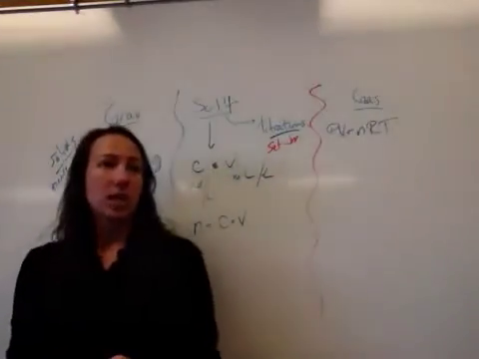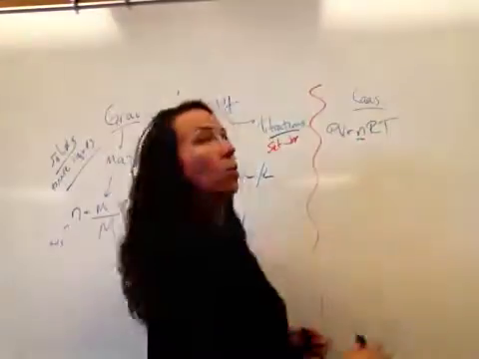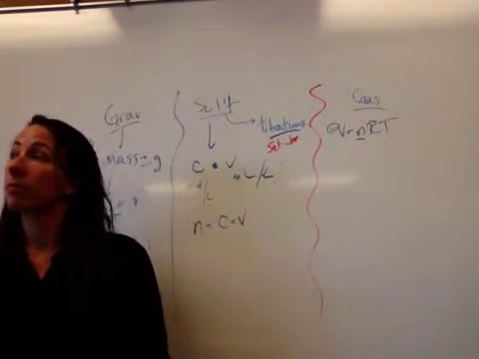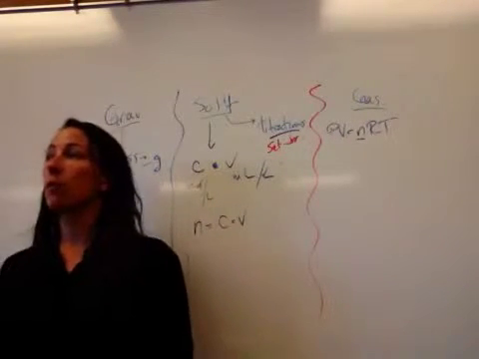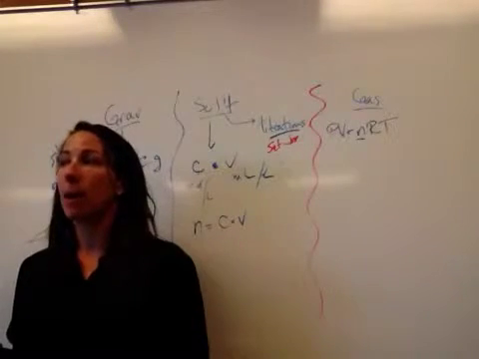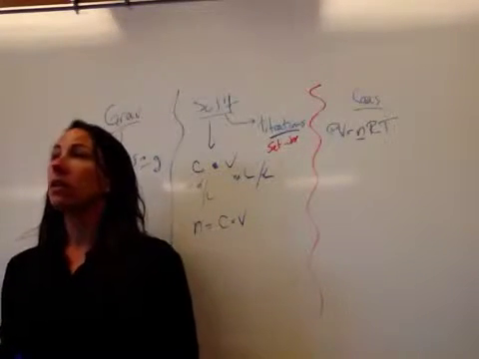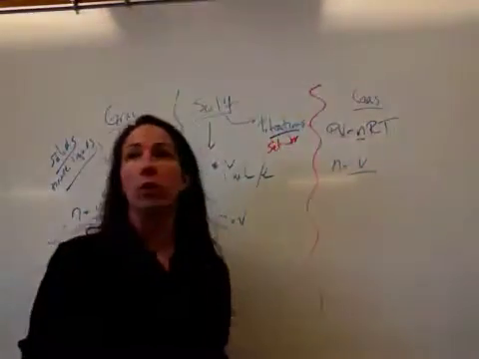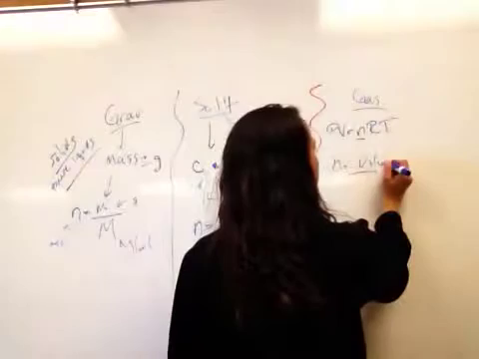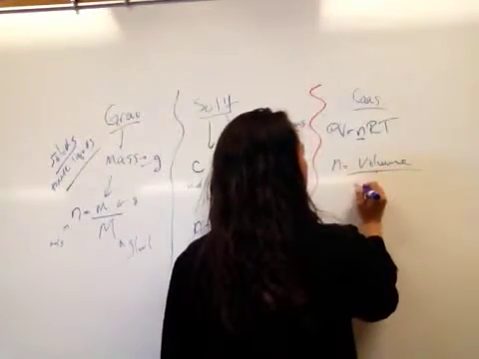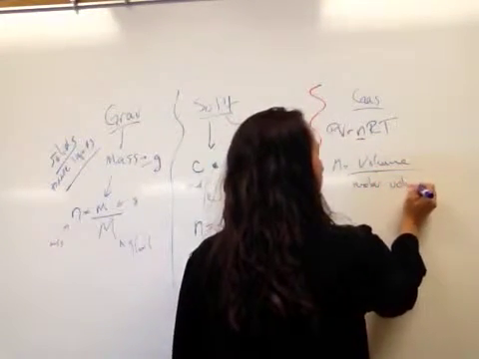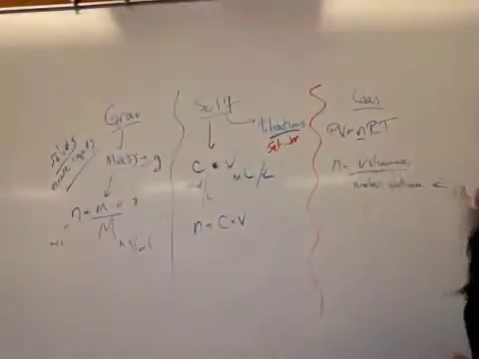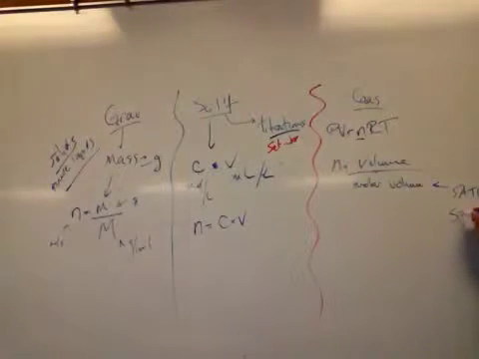PV equals nRT. And what other formula did I use with the number of moles? Not small m over big M, not mass, volume. So number of moles equals volume over molar volume. Okay, what was molar volume at SATP? And what was molar volume at STP?